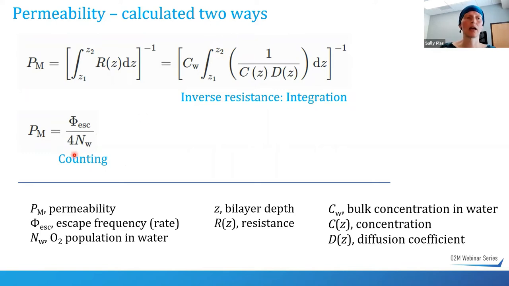But we have also used a technique which is less model dependent and with sufficient sampling should be more accurate, which is a counting method where we have tracked oxygen movement over time through the membrane and then counted how frequently it leaves the membrane and then scaled that based on the amount of oxygen in the water. So it's treating this as a first order process, and we calculate a rate constant from that. The permeability coefficient becomes our rate constant.